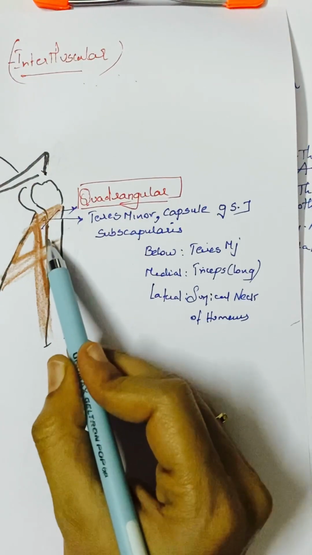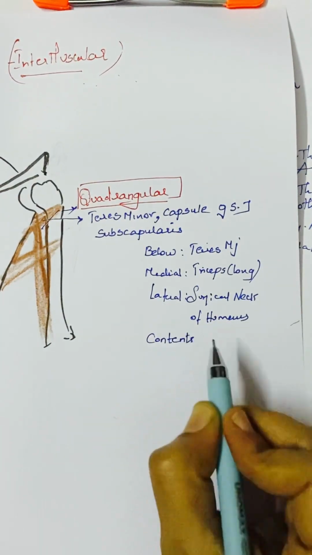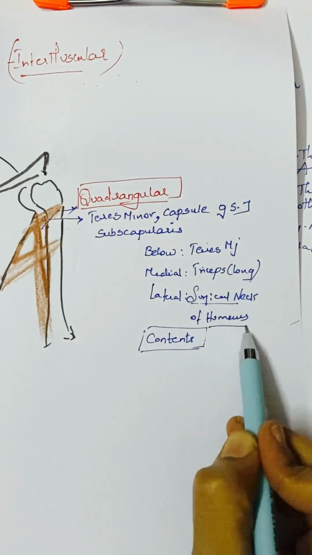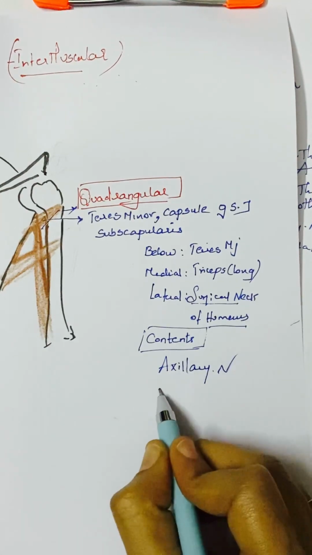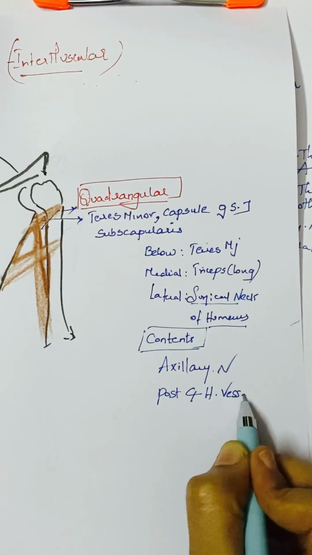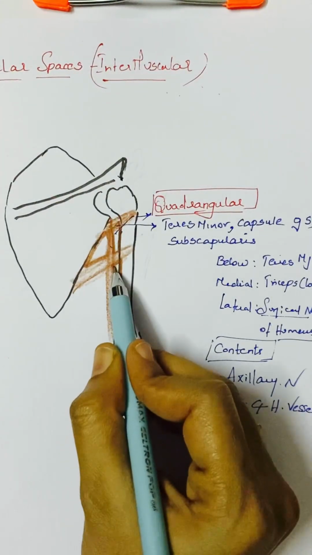Now what is the content of the quadrangular space? The structure which winds around the surgical neck of the humerus is the axillary nerve. Then we have one more structure called the posterior circumflex humeral vessels. These are the contents of the quadrangular space.